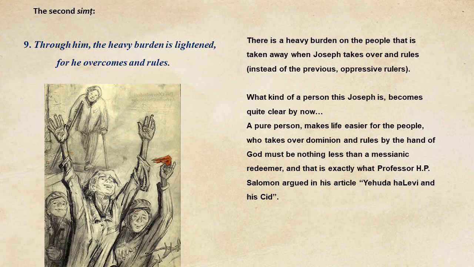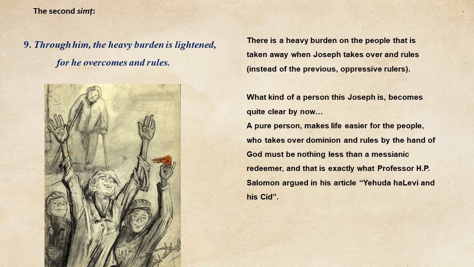Now the two last lines of the second stanza. Through him the heavy burden is lightened, for he overcomes and rules. It seems that there's a heavy burden on the people, and that is taken away when this particular Joseph takes over and he rules instead of the previous oppressive rulers. What kind of a person this Joseph is becomes quite clear by now, right? Most people can figure it out. We talk about a pure person who makes life easier for the people, who takes over dominion and rules by the hand of God. That person must be nothing less than a messianic redeemer.